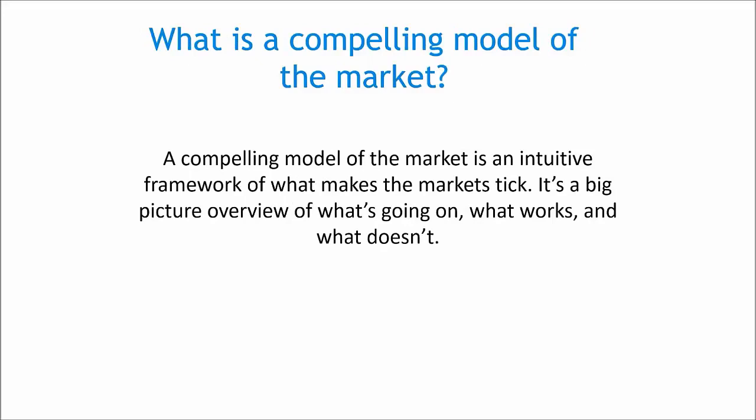What is a compelling model of the market? A compelling model of the market is an intuitive framework for what makes the markets tick. It is a big picture overview of what's going on, what works and what doesn't. It would typically include both fundamental and technical information about the Forex markets. For example, you might consider how these things impact currency markets when you develop your models. This could be central bank and interest rates, support and resistance, news announcements, geopolitics, supply and demand, chart patterns, dealing ranges, etc. With this type of information, you can start to make good and organized decisions that give you an edge over other market participants.